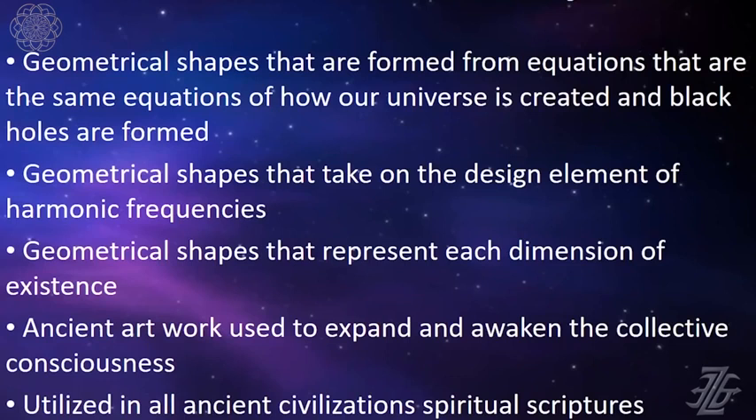The distances between the sun and the moon, the earth and the moon, and the sun and our earth are all the same distances and intervals based on sacred geometrical equations. So the universe, in essence, is created from this design. There are also sacred geometrical shapes that take on the design element of harmonic frequencies, like I said earlier. These shapes are actually the mirror reflection, the physical, visible reflection of these frequencies. They also represent each dimension of existence.